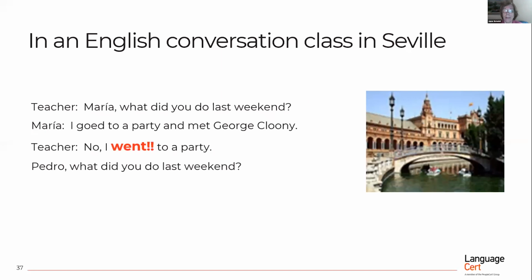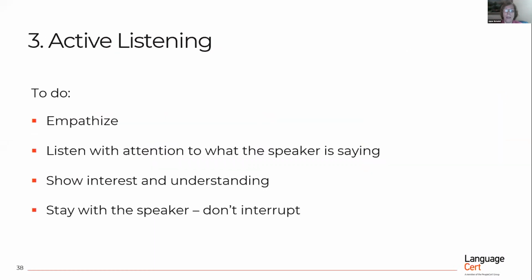What's the real mistake here? Of course, the student made a little mistake with the verb, but she met George Clooney at a party. And in a conversation class, this would give them a lot to talk about, and they would all be interested. So here, the teacher didn't pay attention, didn't do active listening, a third step.